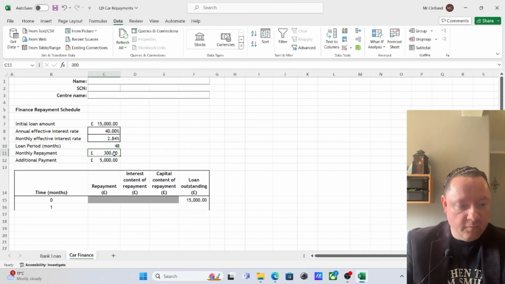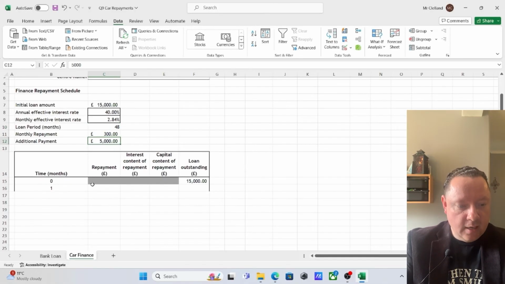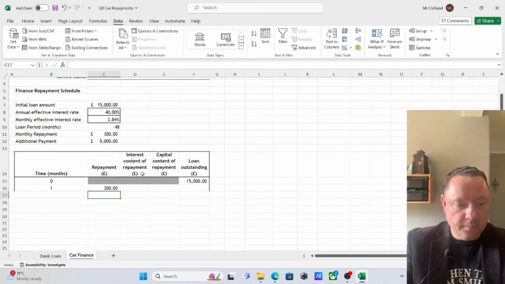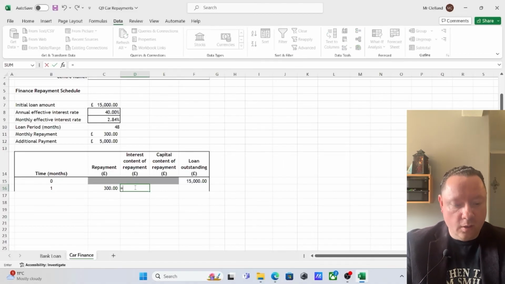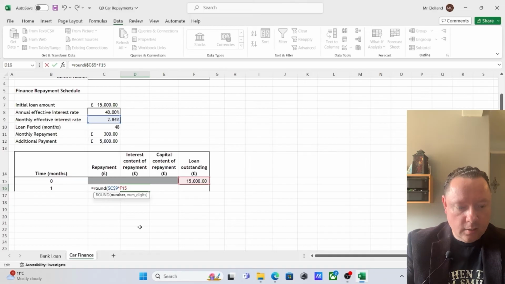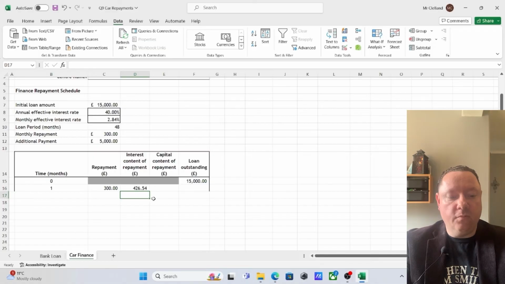Loan period is 48, monthly is this, additional is this. So our repayment equals $C$11, which is 300 this time, and that's not a goal seek. Interest content of repayment, same as before, $C$9, because that's the monthly, times the loan outstanding. And we've not rounded, of course. So we go back in our formula, if you forget that, and go round to 2. And we get this number, 426.54.